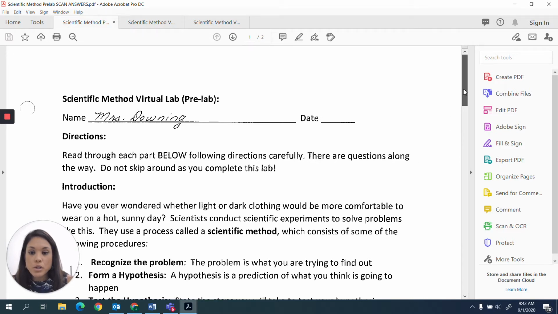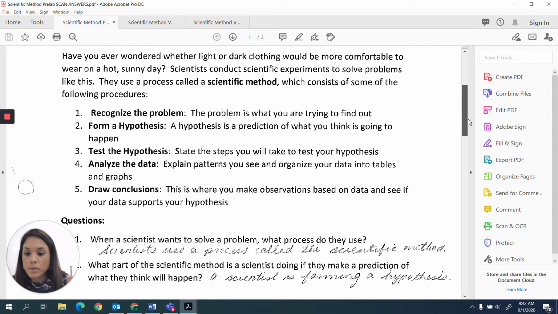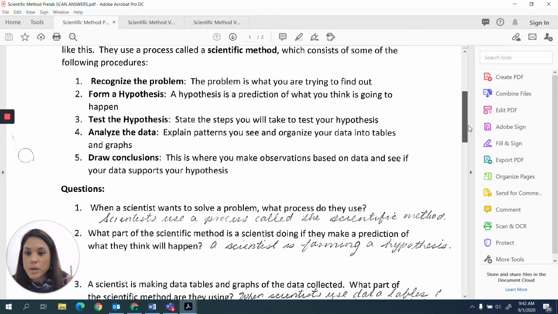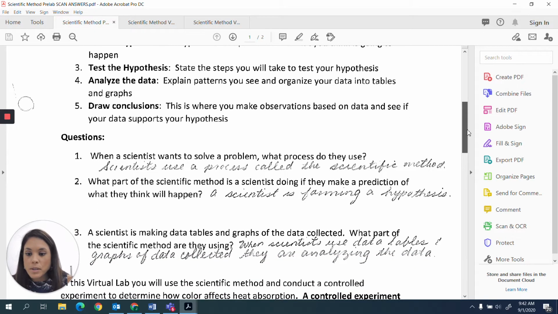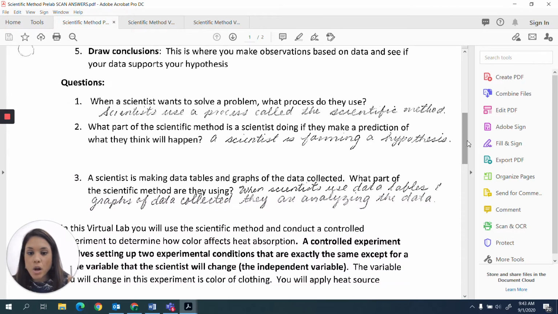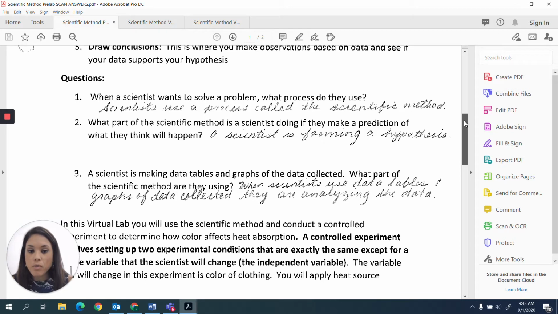Let's go over the answers for the pre-lab. So you were to read the steps of the scientific method and then answer these questions. Number one says, when a scientist wants to solve a problem, what process do they use? And I do like to see, when possible, for you to answer your questions in a complete sentence. So as you can see, I wrote, scientists use a process called the scientific method.